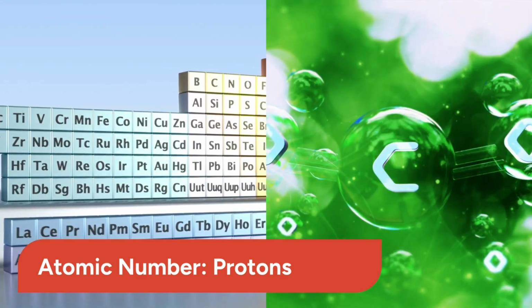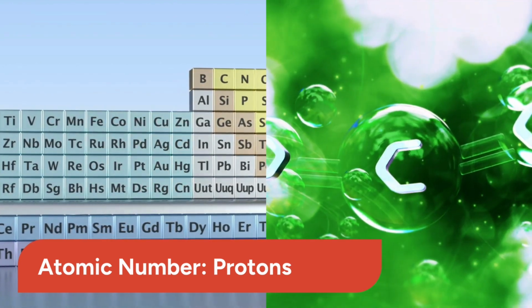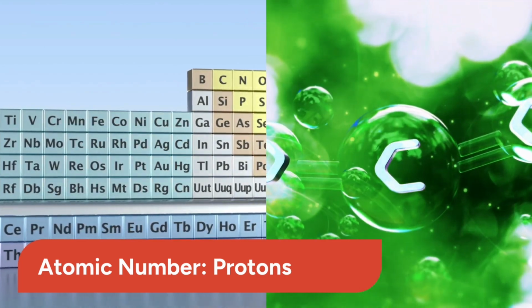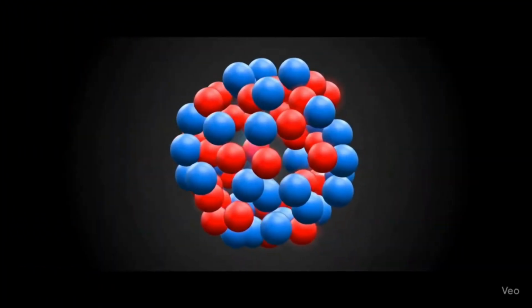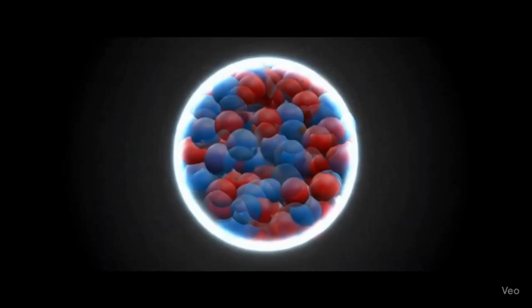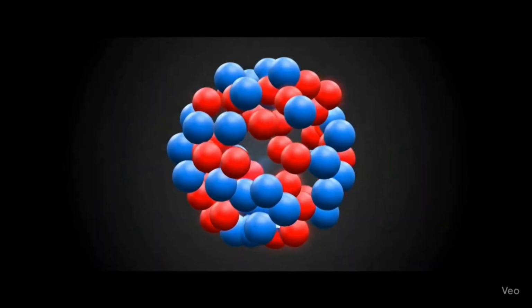For example, every atom with one proton is hydrogen, every atom with 6 protons is carbon, and so on. If the number of protons changes, you have a completely different element. The mass number, often represented by the letter A, is the total number of protons and neutrons in an atom's nucleus. It essentially tells us the atom's approximate mass.